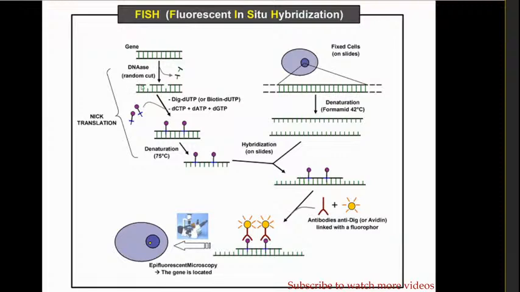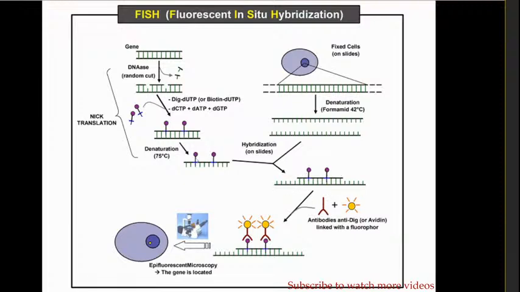That gene is modified with the biotin label. These biotin-labeled dNTPs undergo denaturation. After this, the upper strand is overlapped with the lower strand.